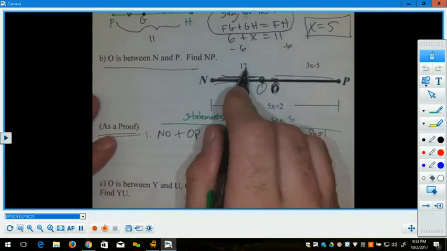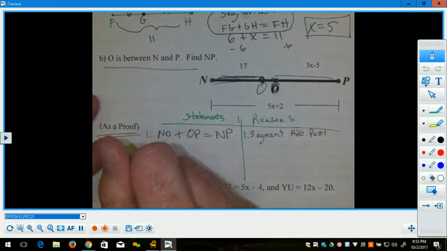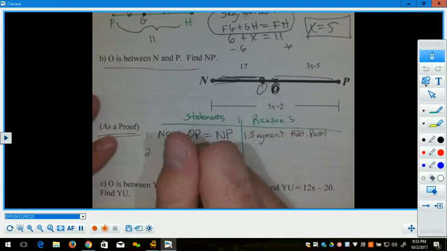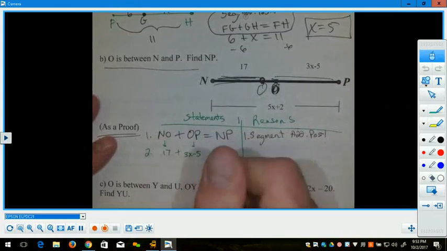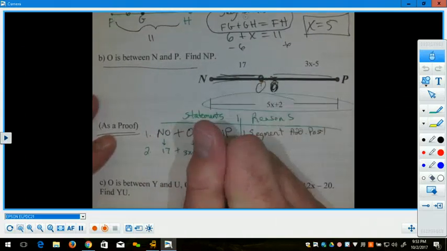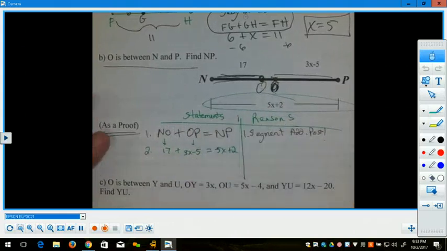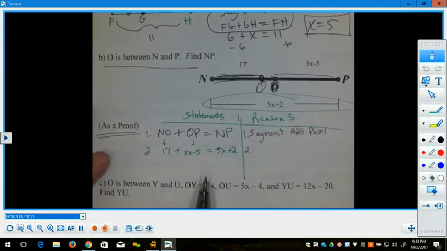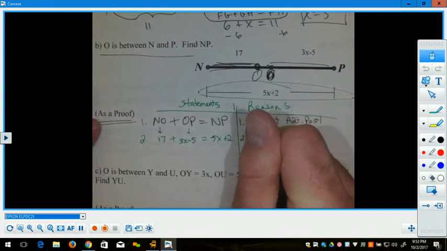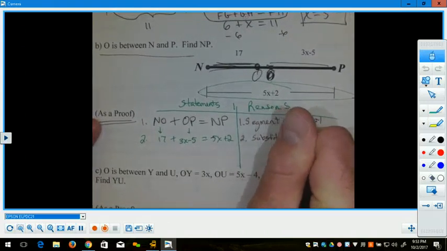Now I'm going to plug in the numbers. NO is 17. OP is 3x minus 5. And NP, the whole thing, is 5x plus 2. So here's my statement number 2. How did I do that? I plugged it in. There's a math word for plugging in. It's called substitution.